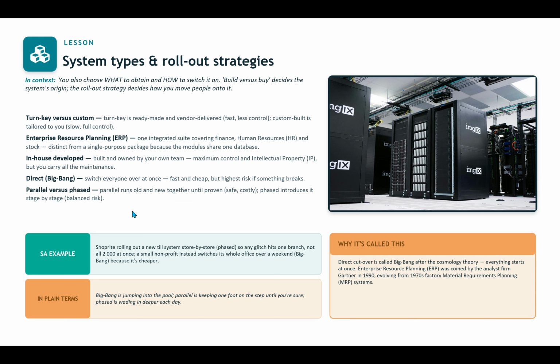Now, the next thing that we'll look at is system types and rollout strategies. So in context, you also choose what to obtain and how to switch it on. Build versus buy decides the system's origin. The rollout strategy decides how you move people onto it. There is what we call turnkey versus custom. Turnkey is ready-made and vendor delivered. That is fast, with less control, and custom built is literally tailored to you, which is slow and you have full control.